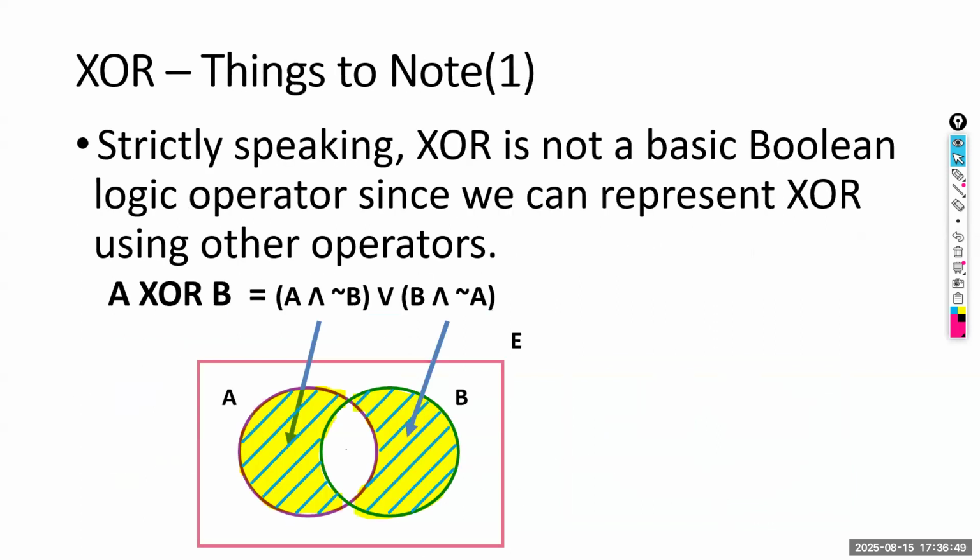Any questions? So I told you that this is not a basic operator because you can write it using other operators. For example, I can write XOR using AND, OR, and NOT. This is belong to A and not belong to B. That is this side. Or belong to B and not belong to A. That is this side. You can see that. It's something like telling, bring me a tea and not coffee, or bring me a coffee and not tea. That is the long way of telling, bring me a tea or coffee.